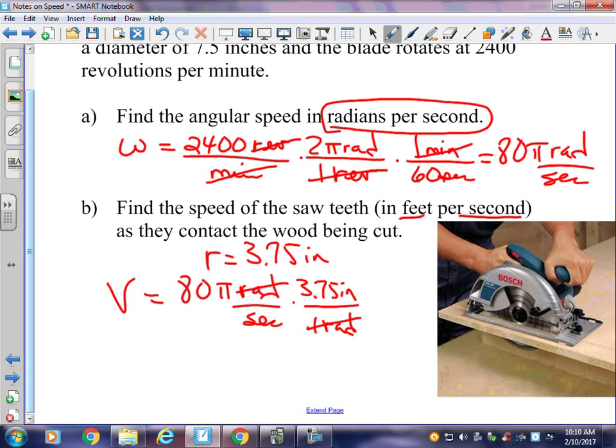12 inches in a foot. Does the 12 need to be on the top or the bottom? The bottom. So 1 foot is going to be on top because we want feet to be on top to be feet per second. So the 12 inches has to go on the bottom for the inches to cancel. And we're going to do 80 times pi times 3.75 divided by 12, because 12 is the only number on the bottom. And that's going to come out in feet per second because those are the only units I have. Everybody agree with that? 78.54?